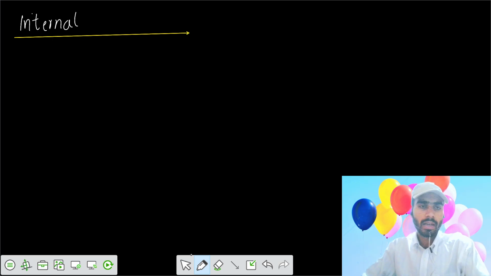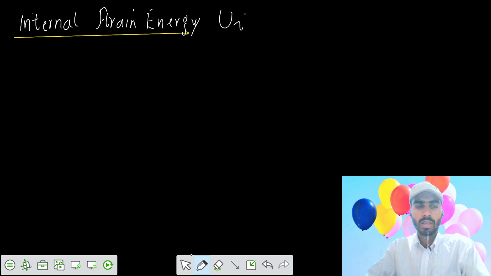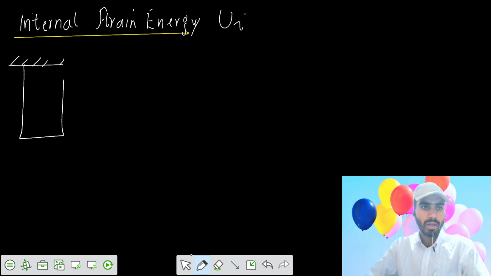Now we say that there is some external work done. It has to get converted into internal strain energy, U internal. Say the same bar you had initially, we applied the load. It gets deformed by some amount of delta.